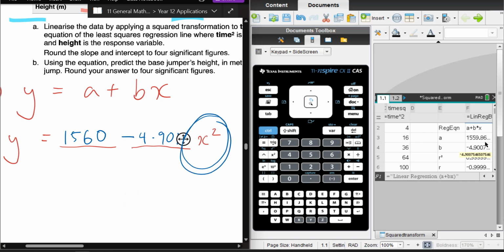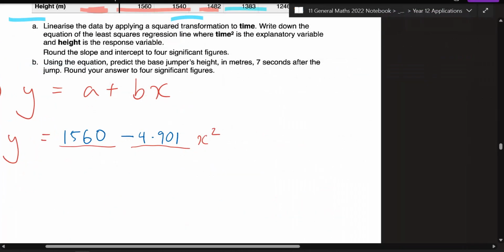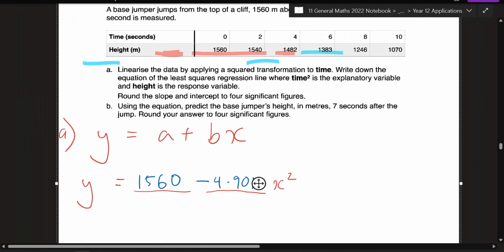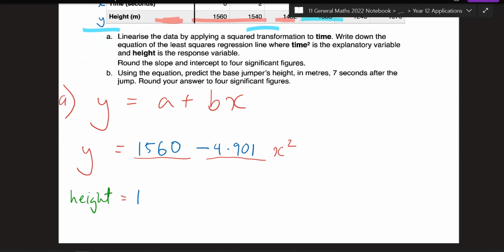Remember, make sure you change whatever it is you transformed. So if you transformed y squared, change that to y squared. So there's my formula so far. Now, a couple more things I need to change is I should change my y variable and my x variable to whatever they are in this question. So my y variable, remember, is height, and my x variable is time. So let's just change that as well. Really important that you do. So it's going to be height is equal to 1560 minus 4.901 multiplied by time squared. Okay, so that's how you do the proper formula in year 12.